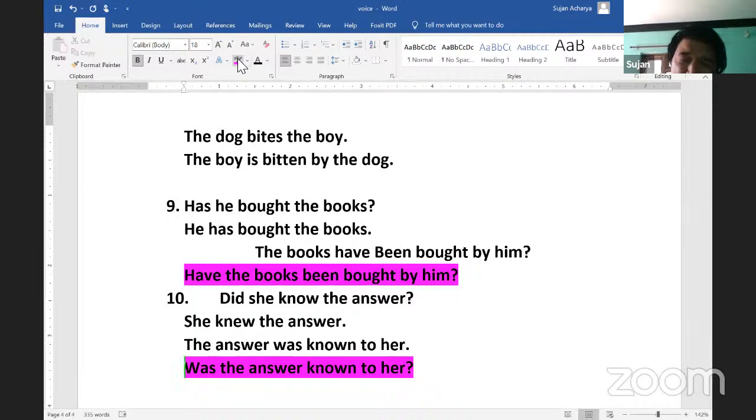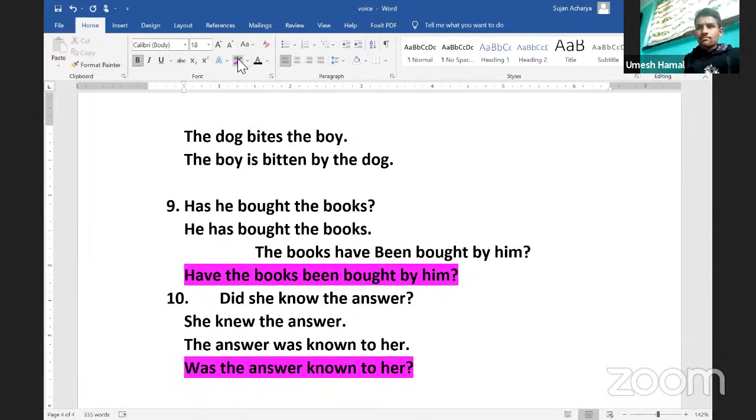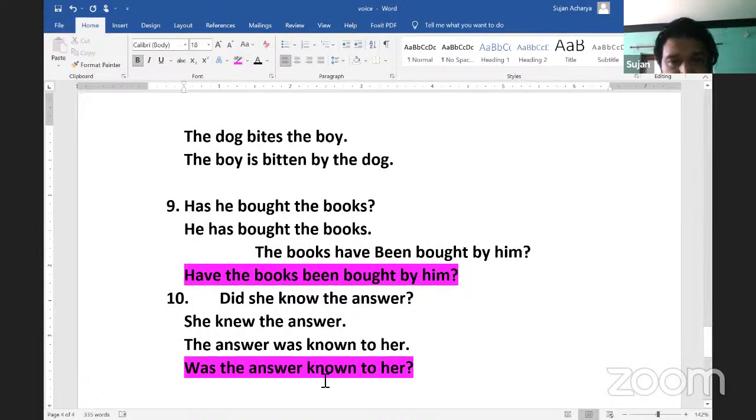We only change the voice, but we don't change the format of the sentence. Sorry, type of the sentence. If the sentence is interrogative, make it interrogative, passive interrogative. Question sentence छ भने passive question नै हुनु पर्यो. Passive yes no छ जे छ question change गर्नु पाइएन. We only change the voice, means verb. Did she know the answer? Was the answer known to her? कसरी आयो यो was the answer known to her?